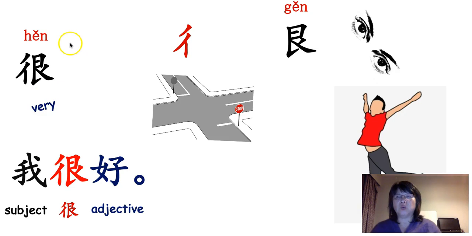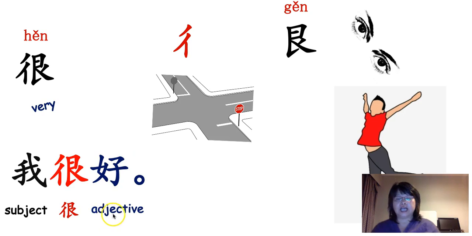这是什么? What is this? 这是很. This is 很. 很什么意思? What does 很 mean? 很 is very. Okay, for example, 我很好, I am very good. But in the Chinese sentence, we do not have such a word, am. So the structure is subject 我 plus 很, very.